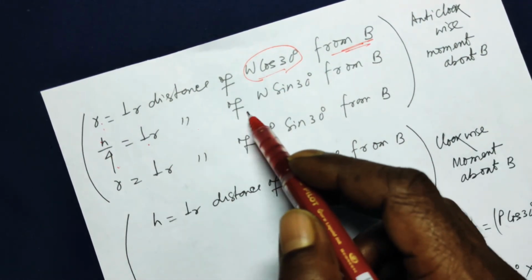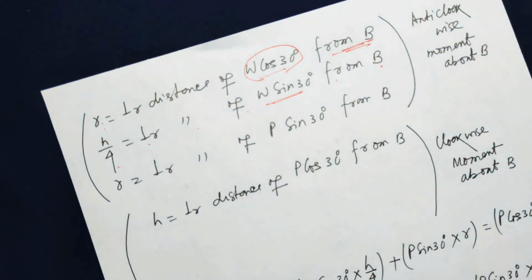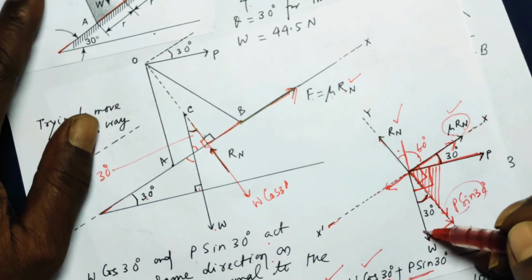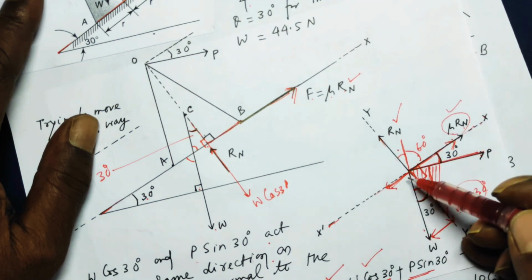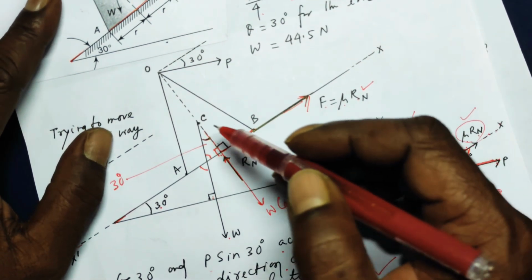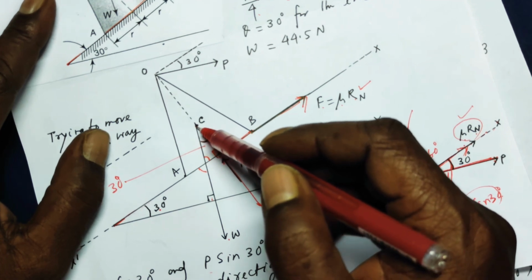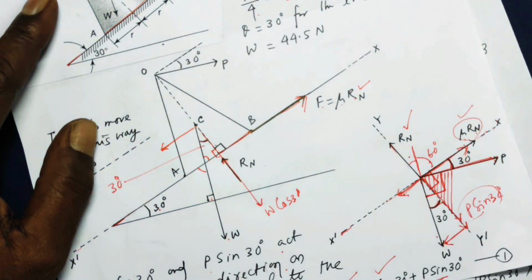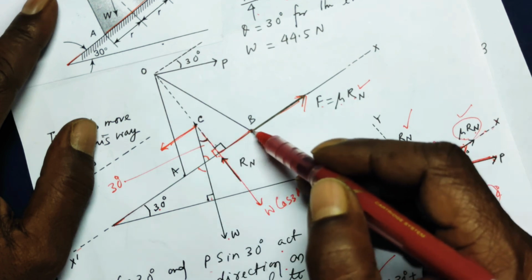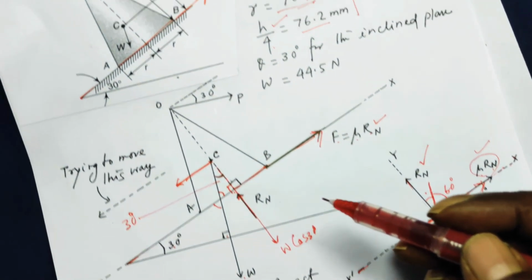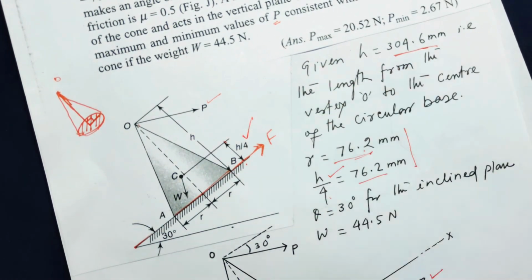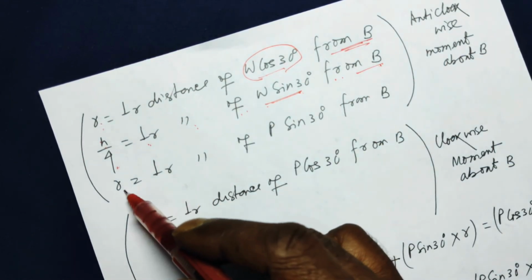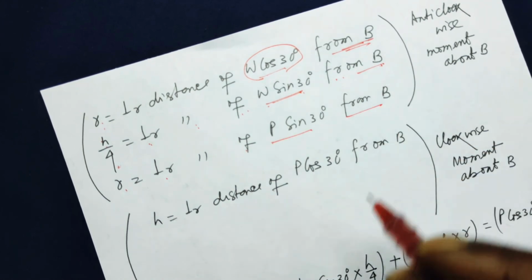H by 4 is the perpendicular distance of W sin 30 from point B. Now, where is W sin 30? This is W, this is your W sin 30, but you have to show this W sin 30 from the center of gravity, from where the weight is acting. So to this side is your W sin 30. From the point B, it is at a perpendicular distance h by 4. So h by 4 is the perpendicular distance of W sin 30 from B, and R is the perpendicular distance of P sin 30 from B.